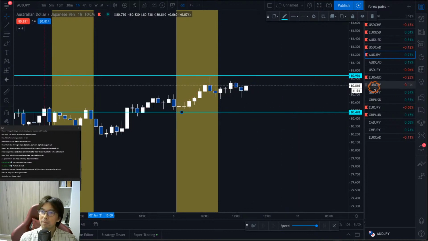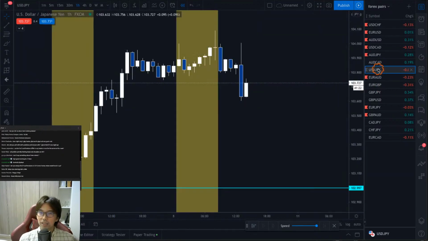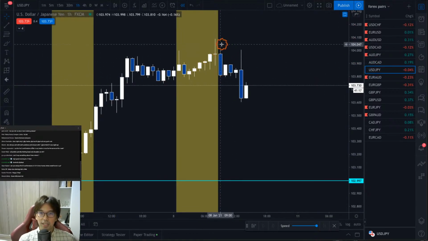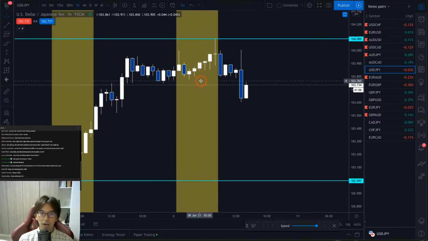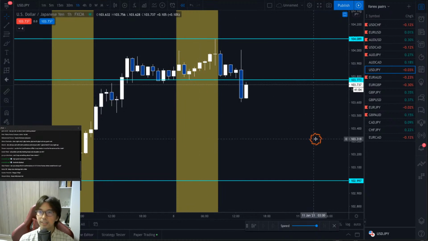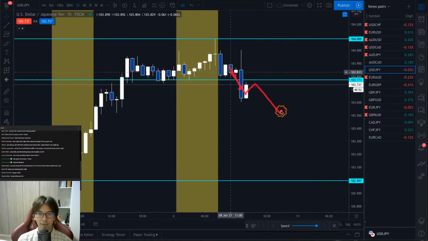So, let me pick some other chart example. In this case, there is a breakout downwards. So the Tokyo box will be over here on this USD JPY chart at 104.089 at the top, and the bottom will be over here at the 103.773 level, and the market goes down this way. The market broke the Tokyo box downwards, so it might go down afterwards.